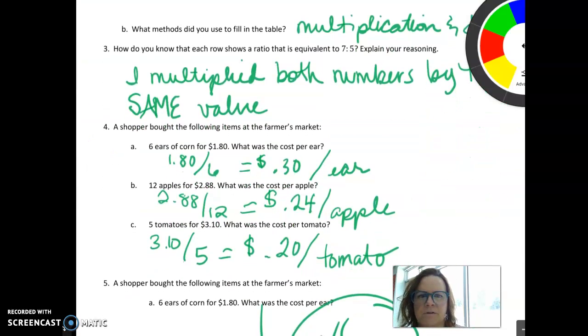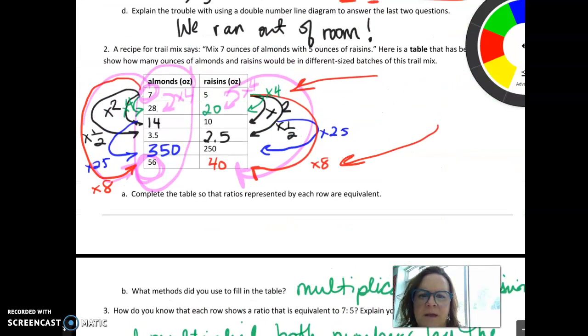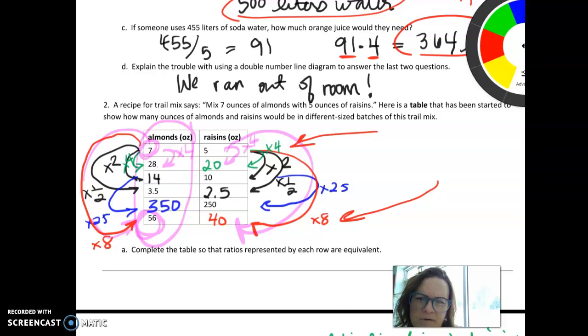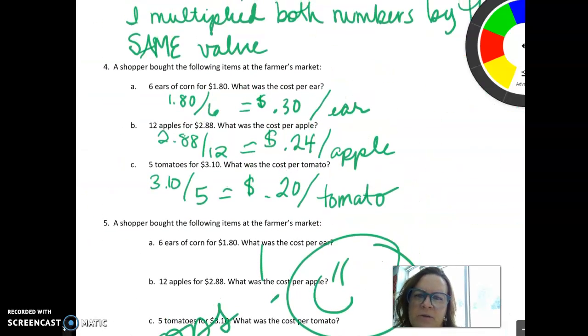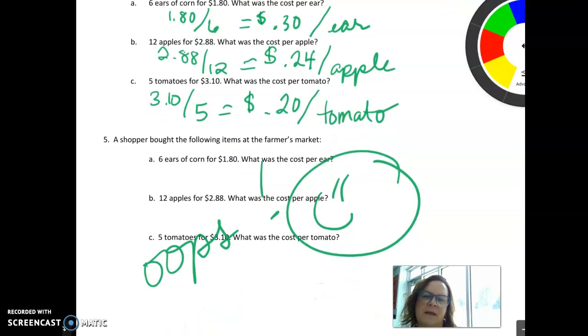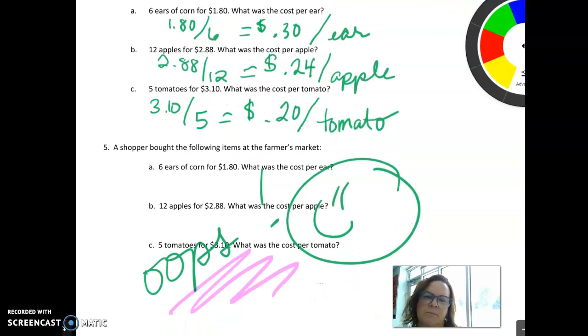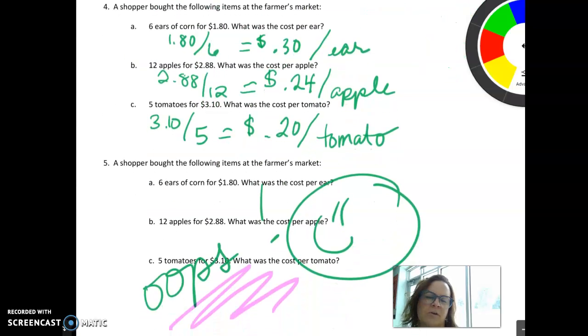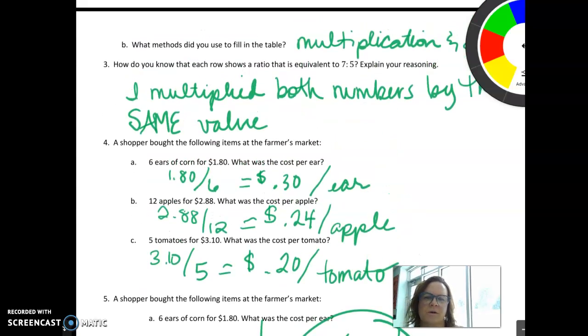All right, let's go to the next one. How do I know that each row in the ratio is equivalent? We know that it's equivalent because we multiplied both of the numbers by the same value. It's important that you do that. All right, in number 4, you don't have a number 5 because I goofed and put the same problem for number 4 and 5. So just do one of them.